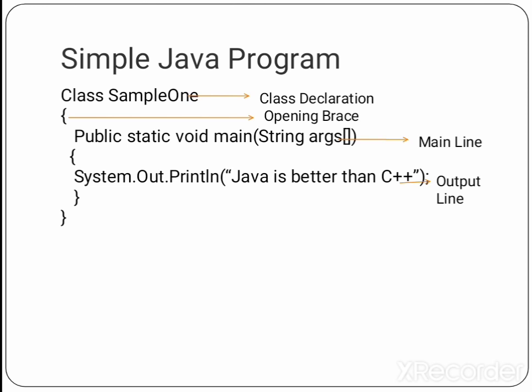Simple Java program. Here is an example. Class sample1. Class is a keyword, sample1 is a Java identifier, and class sample1 is class declaration. Next line is opening brace. Next one is main line, public static void main string arguments. Next line is the output line, system.out.println. Then closing brace.